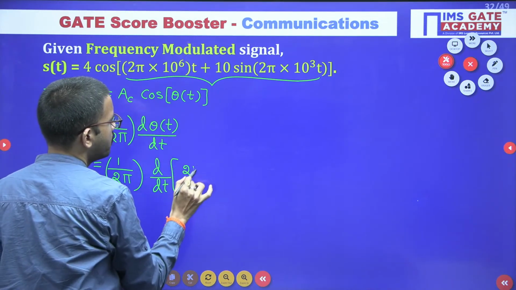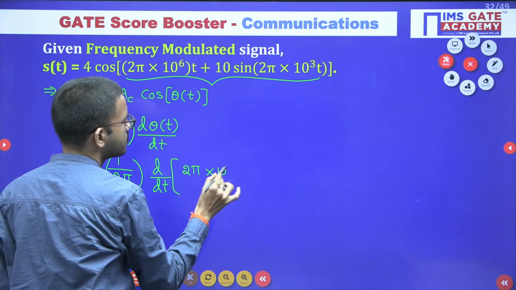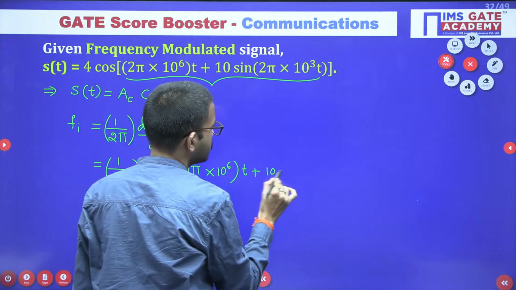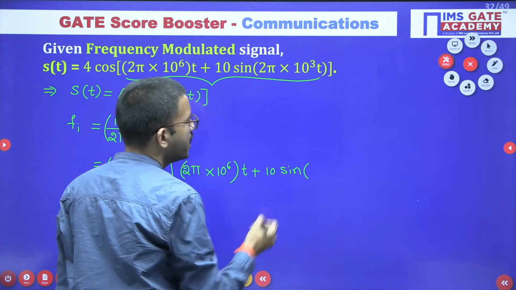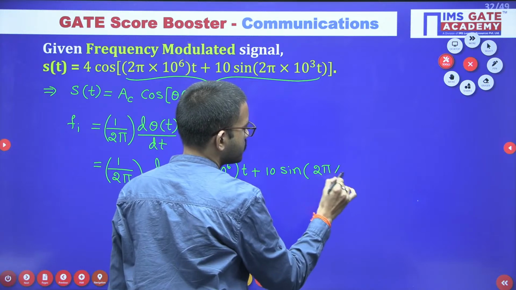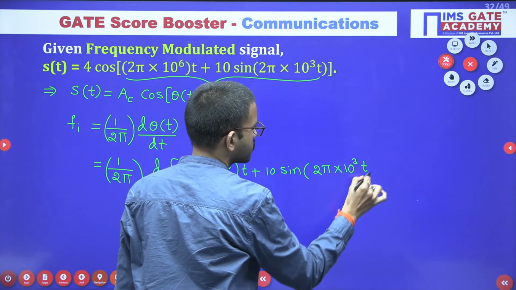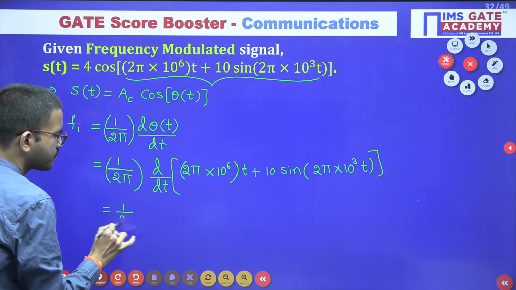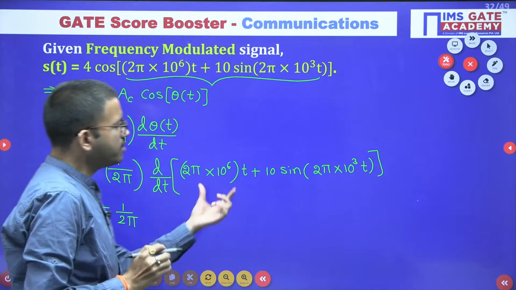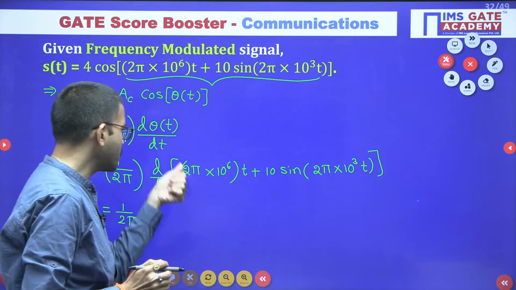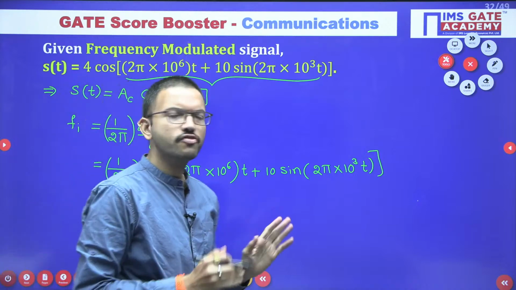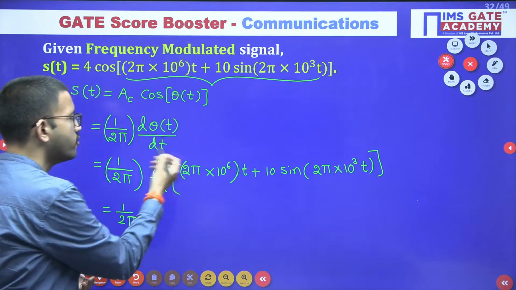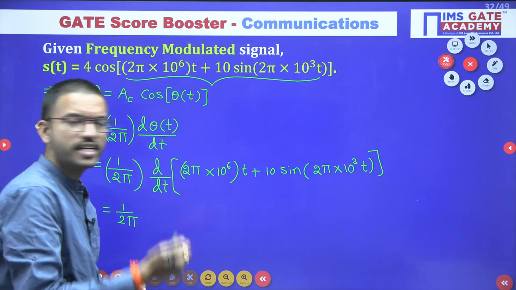Okay. So here you will get 2 pi into 10 power 6 t plus 10 sine 2 pi into 10 power 3 t. Right? Okay, 1 by 2 pi you can keep as it is. Now, here you have the sum of two terms and we are performing the differentiation operation. So we can perform differentiation individually. After that, we can sum them together. Okay, because the differentiator here is first order, right?